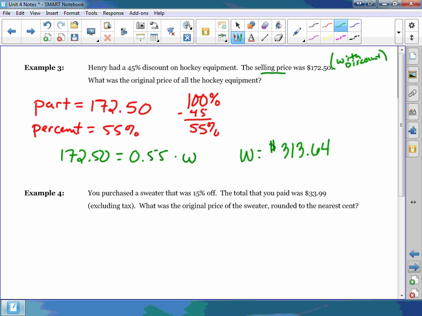If you wanted a proportion, 172.50 over x, 55 to 100. Solve it out. This is one that you maybe want to go back and look at and say, okay, I'm reading this. How are we coming up with the way we set this thing up? And see if you can learn to translate how it's worded.